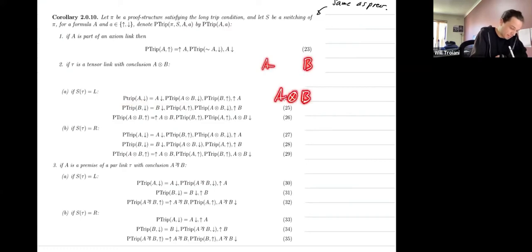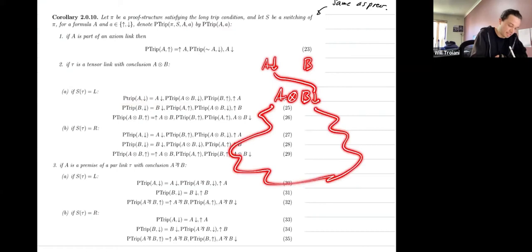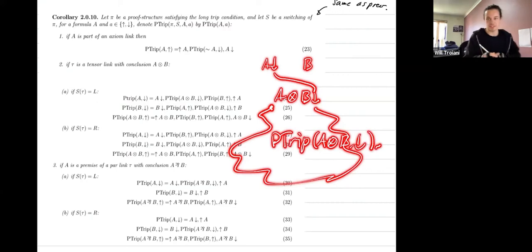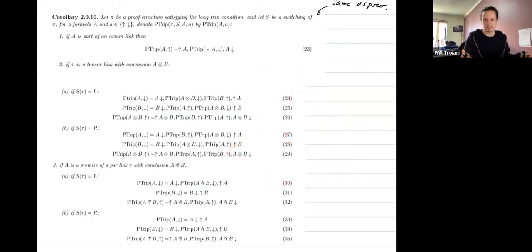So after A down, we come here to A tensor B down, and I know that I do this entire thing here. That's the drawing that I just drew. And that squiggly line is P-trip of A tensor B down. So I'm just replacing that squiggle with P-trip, and then you get this lemma. You get this corollary. And it's kind of fed all the way down.